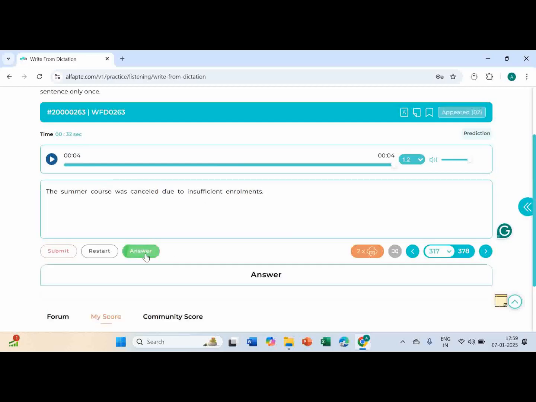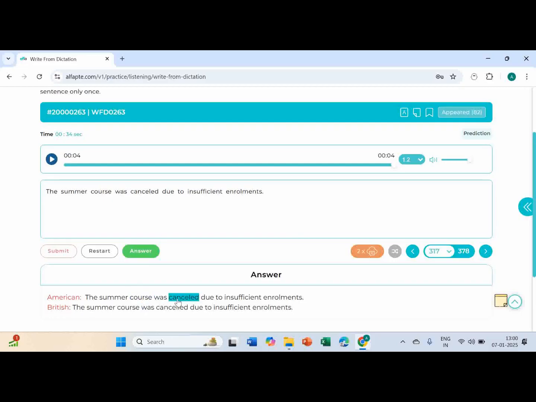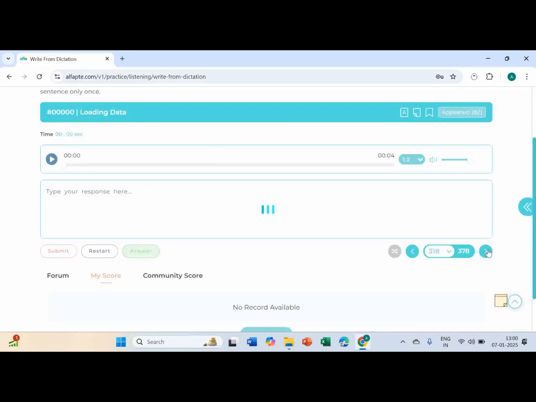So let's check the answer. The summer course was cancelled. So you can write cancelled with single L or double L, but you have to take care of the American and the British. Due to insufficient, insufficient means double F, enrollments, because if they are talking about the course in the sentence, then it should be enrollments, not a enrollment. Next one.